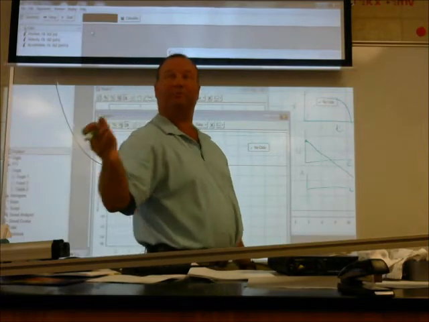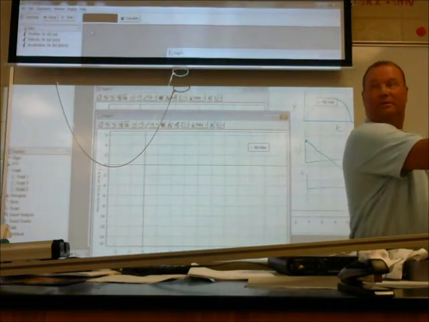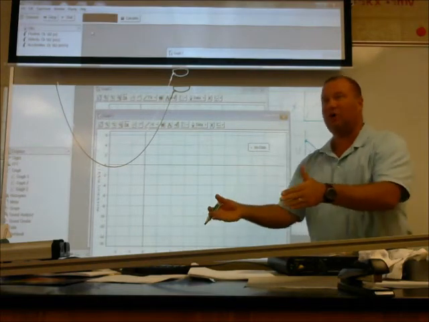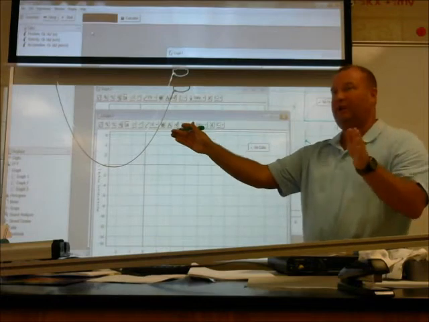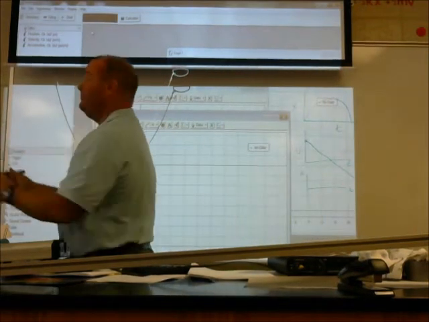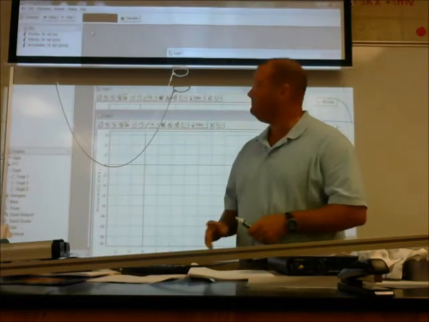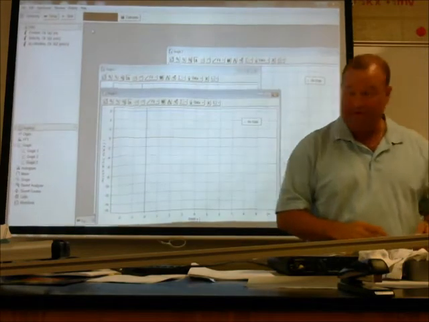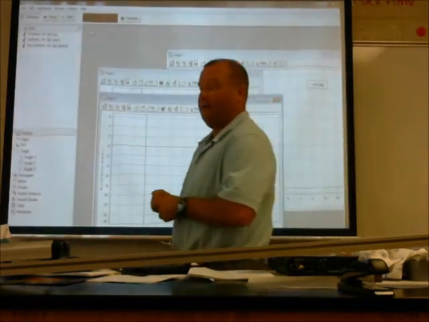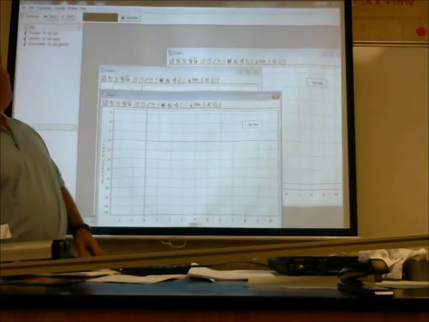Positive acceleration means changing velocity going that way, right? But in this case, it's always changing velocity that way, slowing it down and speeding it up in that direction. So my acceleration should be negative. Does everybody agree with that or have something different to say? Let's see if we can figure out how to get this to work right now.